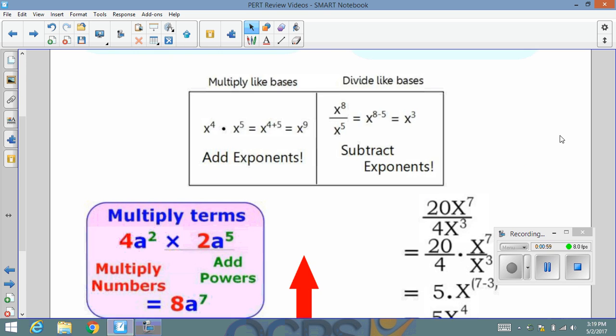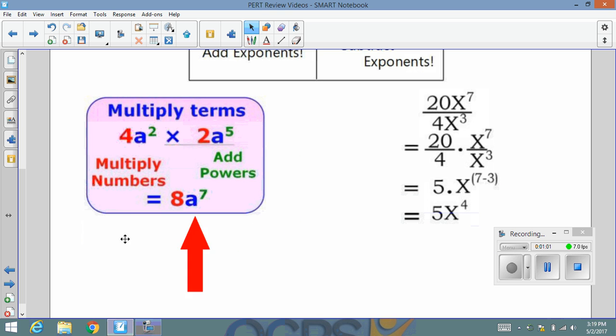Let's look at two examples here. So first of all, multiplying. So this is a monomial, 4a squared, and this is a monomial, 2a to the fifth. Notice this time I also have coefficients. So in the last example, my coefficient was 1. Here I have a coefficient of 4 and a coefficient of 2. So I'm going to multiply those. 4 times 2 is 8.